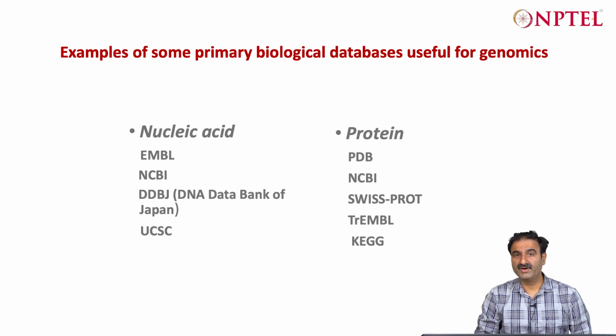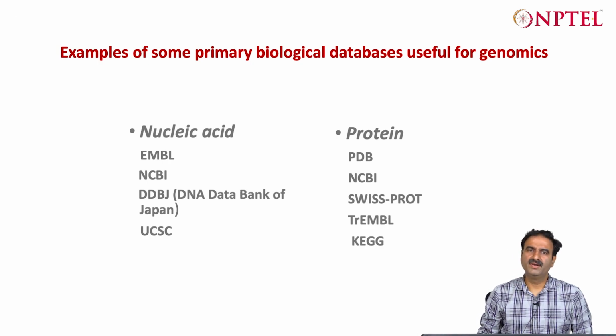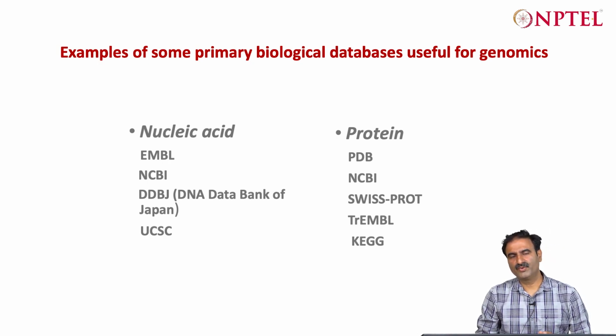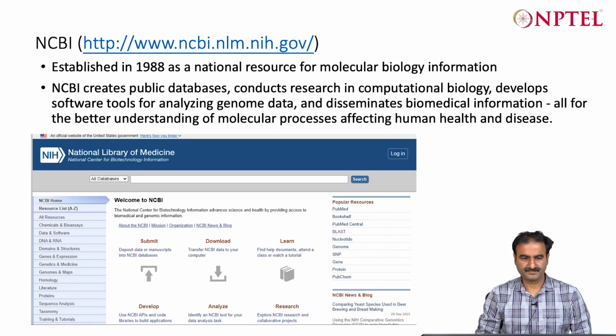NCBI is one of the most important resources, where you can access almost all kinds of data in raw form and also semi-curated form. UCSC is another. Then for protein, again NCBI is one of the important sources, and then PDB, which provides the structures of proteins, their coordinates, and X-ray crystallography data. Then SwissProt, Ensembl, and for pathways, that is both protein and nucleotides, you can use the KEGG database.